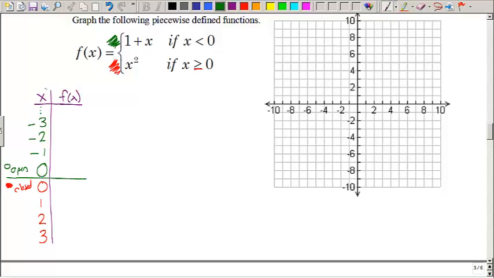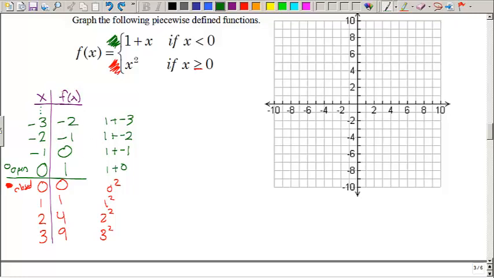Now when I go back in and plug in my domain, I'm plugging the green values into the first function. I'm going to plug the red x values into the second function. So when I plug -3 in, 1 plus -3 is -2. 1 plus -2 gets me -1. 1 plus -1 is 0. And finally 1 plus 0 is 1, although that's an open circle. On my red function, I'm plugging 0 in to x squared, so 0 squared is 0, 1 squared is 1, 2 squared is 4, and 3 squared is 9. And then I'm going to plot those two functions.